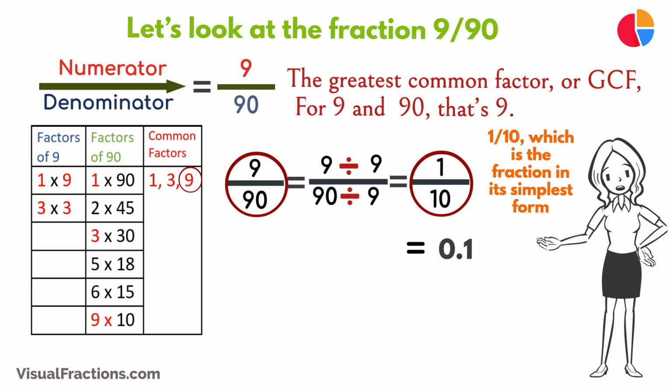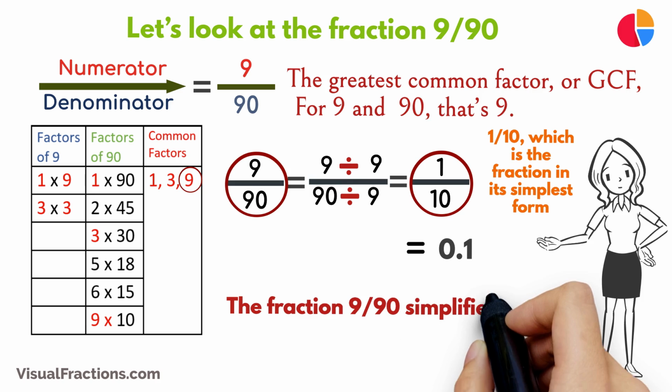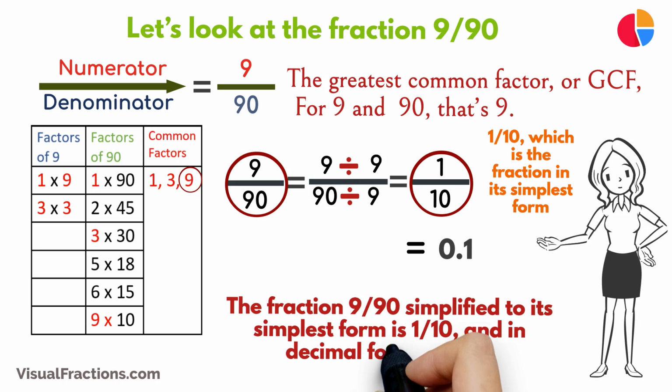So, there you have it. The fraction 9/90ths simplified to its simplest form is 1/10, and in decimal form, it's 0.1.